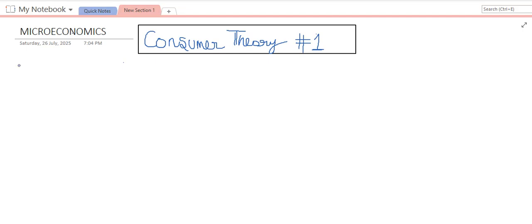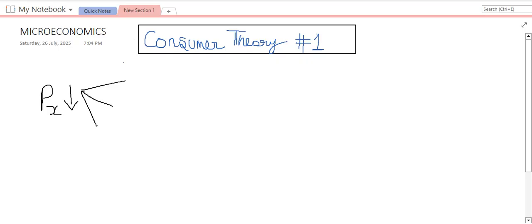So first of all, the very first concept we can learn about is that if something is related to price or a price change, we will basically be talking about a price change. Let's say price of good X. It either falls. Let's take a case. Now there can happen three kinds of changes for good X. Normally, as the price falls, the demand increases, or it can remain constant, or it can fall.